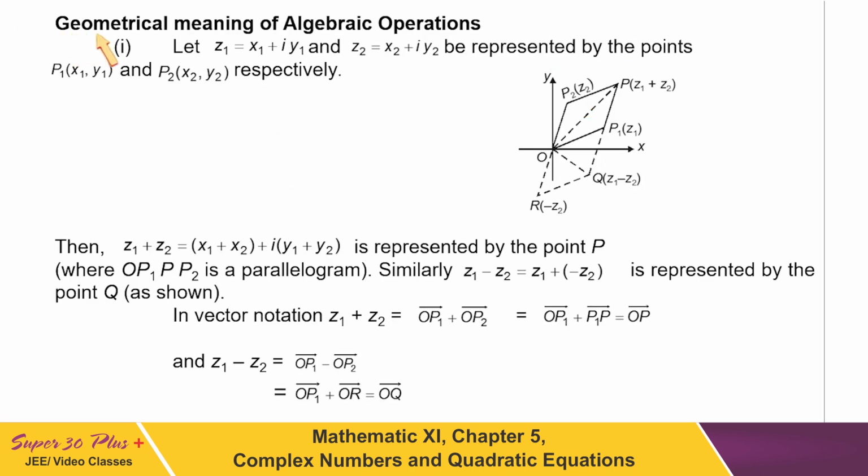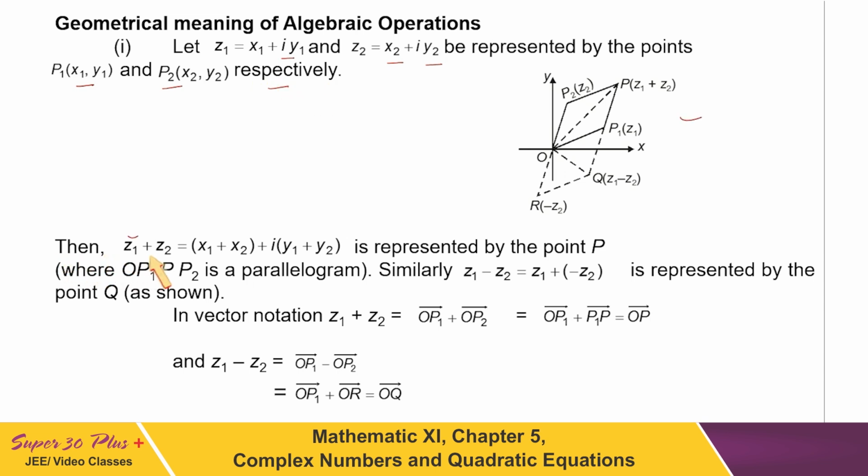Students, what is the geometrical meaning of algebraic operation? What are the algebraic operations? Addition, subtraction, multiplication and division. And here we are going to study the geometrical meaning of these algebraic expressions. First, let z1 is equal to x1 plus iota y1 and z2 is equal to x2 plus iota y2 be represented by the points P1 and P2 respectively in this diagram.